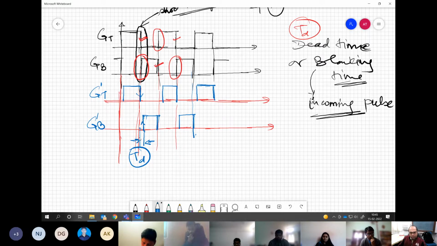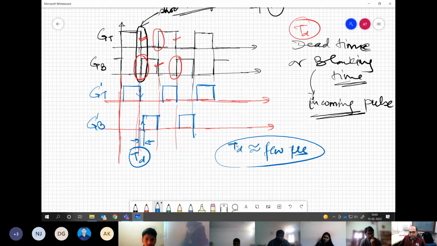Now, this dead time could be of the order of a few microseconds. Reasonable dead time could be a few microseconds. Sometimes it is 2 microseconds, 4 microseconds, or for bigger devices, when we have high power devices, it may be even 10 or 20 microseconds, which is a big number. So we have the TD number dependent on the device. We will see in a short while how this is for a bigger device, a high power device.